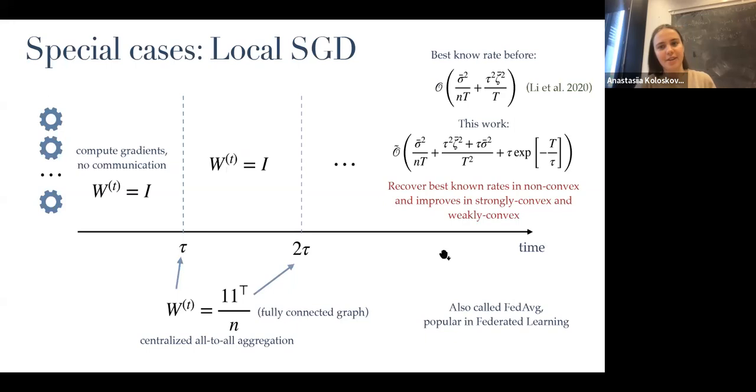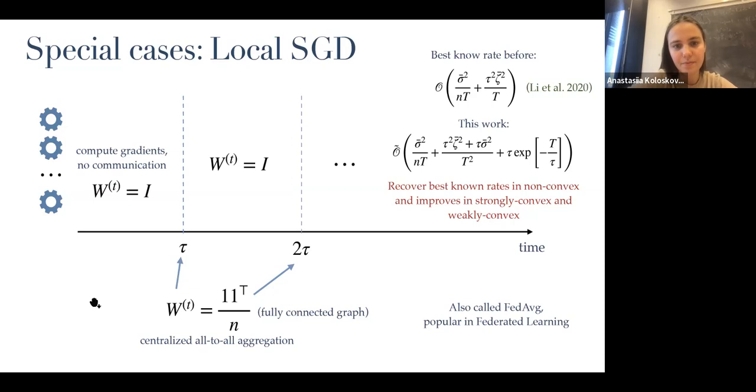Okay, and so now let's look at some special cases which can be covered in this framework. First is local SGD. This algorithm, or some variations of it, is popular in federated learning, where you don't do any communication for tau minus one steps and just use local computations. This would mean that our matrix W is the identity. And every tau steps, you communicate with the fully connected topology, and it corresponds to centralized all-reduce aggregation.